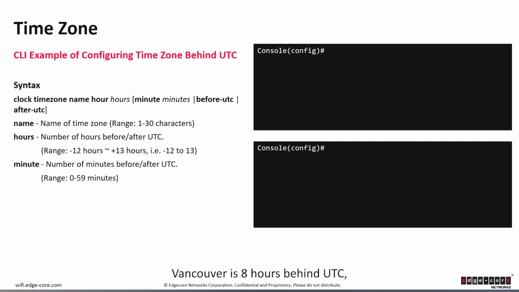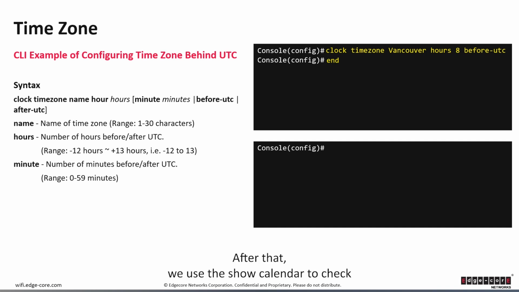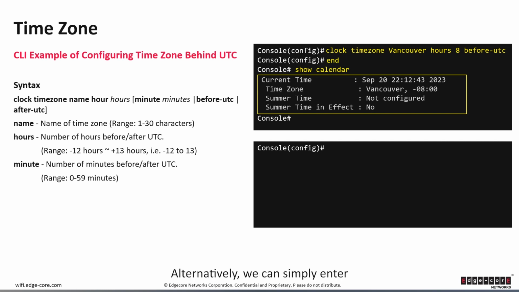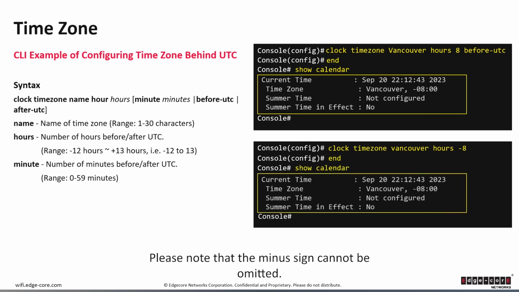Vancouver is 8 hours behind UTC, so we entered 8, and no need to enter the minutes offset, and then enter the before UTC option. After that, we use the show calendar to check if the time zone has been configured as Vancouver. Alternatively, we can simply enter -8 for 8 hours behind UTC. Just like this. Please note that the minus sign cannot be omitted.